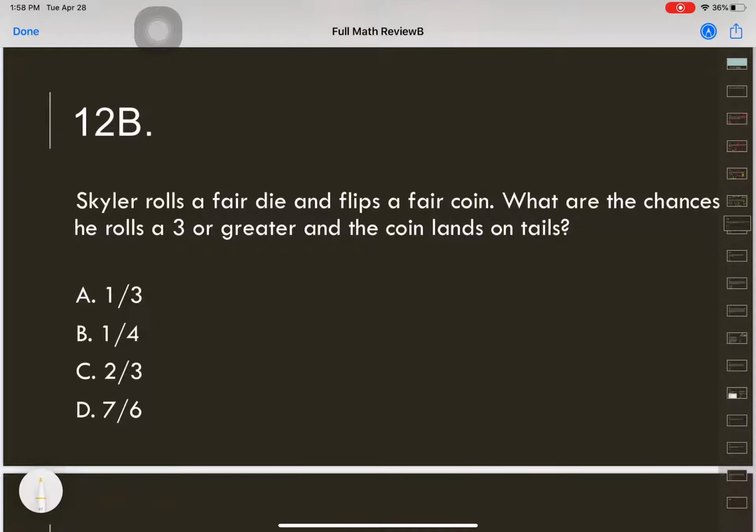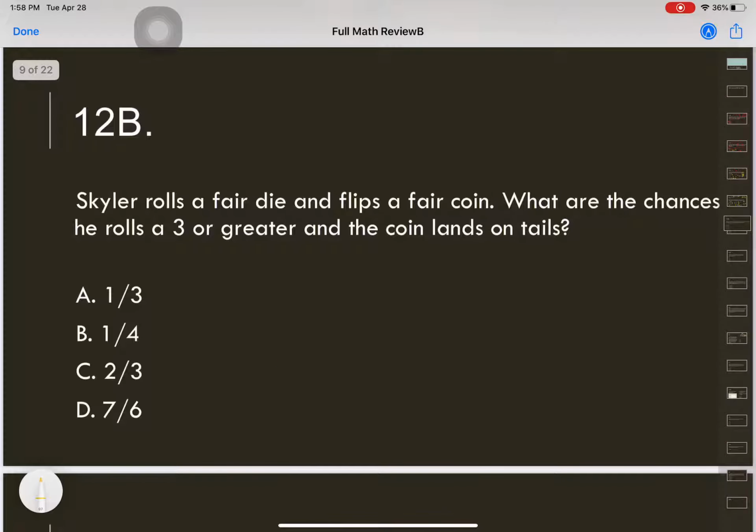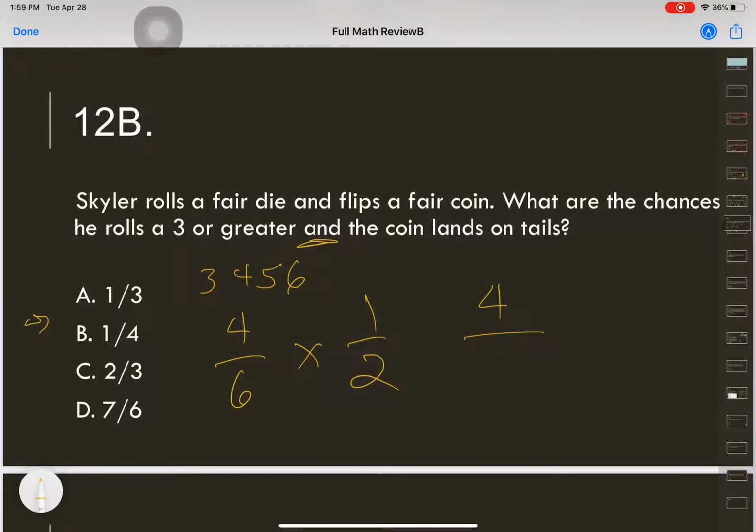Skylar rolls a fair die, flips a fair coin. What are the chances he rolls a 3 or greater and lands on tails? As you notice, the previous one was kind of written out as a probability. This one is definitely fractional. Same kind of problem. The chances he rolls a 3 or greater, so that means either a 3, a 4, a 5, or a 6. That would be 4 out of the 6 sides. And the coin lands on tails. Well, that's a 50-50 shot on the coin anyway. So 4 times 1 is 4, and 6 times 2 is 12. 4 over 12 is 1 over 3, which is A.